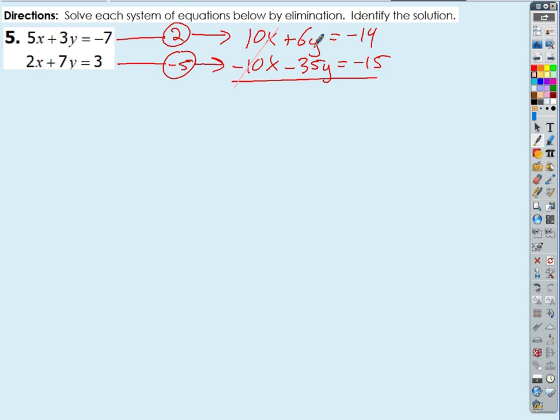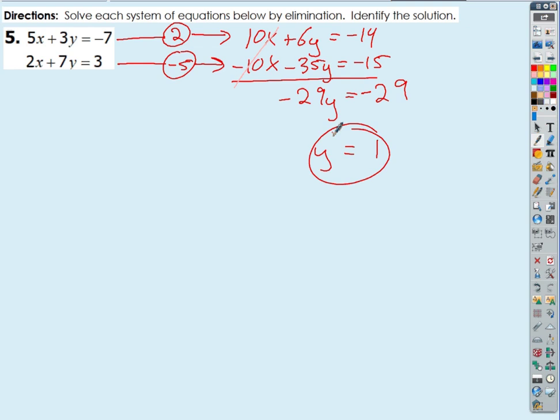If I'm adding up opposite numbers, so I have a +6 plus a -35y, same thing as 6 minus 35. Remember the rule, all you're gonna do is subtract the smaller number from the bigger number and keep the sign of the bigger number, right? So what's 35 minus 6? 29. I'm gonna make it negative because the bigger number is the negative, right? So I get a negative 29y equals, so what's y then? 1.